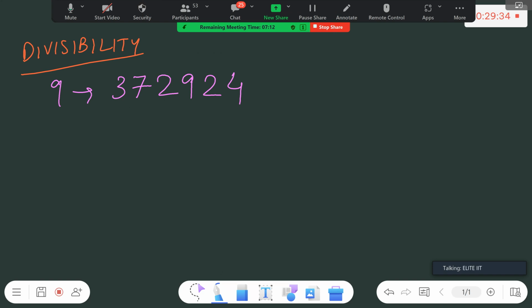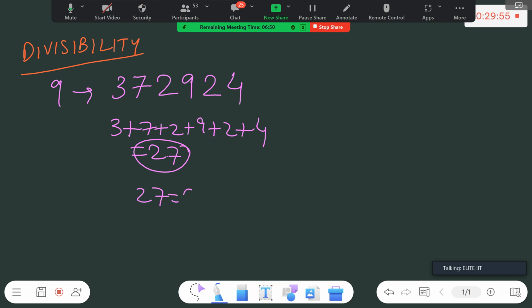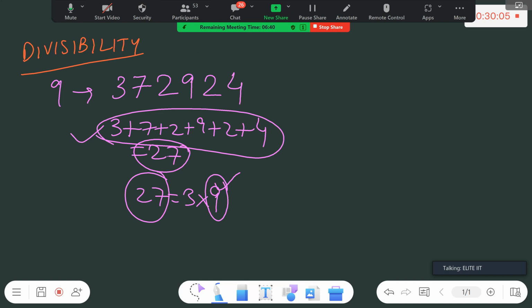Okay? Gagan? So here what is the sum of the digits? 3, 7, 10, 12, 21, plus 6, 27. So is 27 divisible by 9? Yes, sir. Yes, because 27 we know is 3 into 9, isn't it? So 27 is divisible by 9. So sum of the digits is divisible by 9. So you can say the entire number is divisible by 9. Clear?